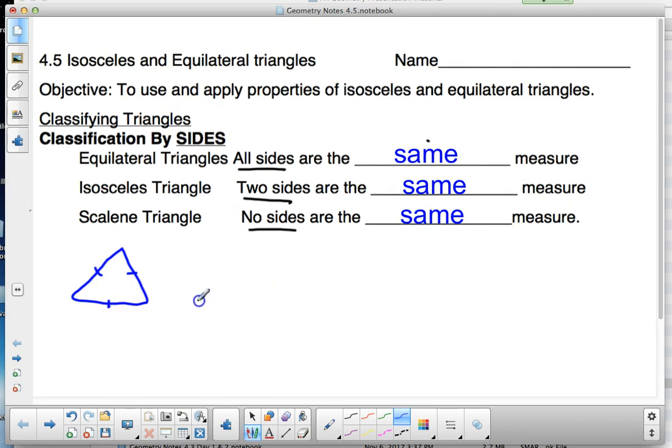If I'm talking about an isosceles triangle, that has a base. This side and this side are the same. And then a scalene, if I do this, all the sides are different measures, so no sides are the same.